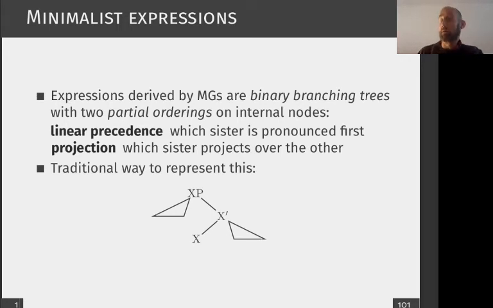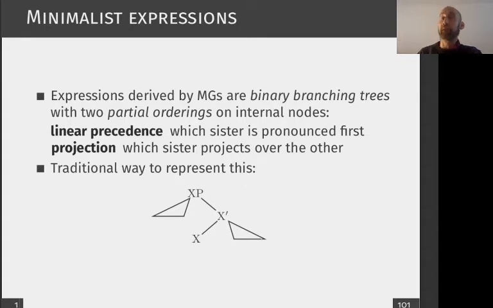But above and beyond just being a tree, the structures that we derive in minimalism in general are ordered trees, and they're ordered in two ways. First, they're ordered in terms of linear precedence, which corresponds to spell-out order, so which sister is pronounced before the other. And they're ordered as well in terms of projection: which sister projects over which other sister?